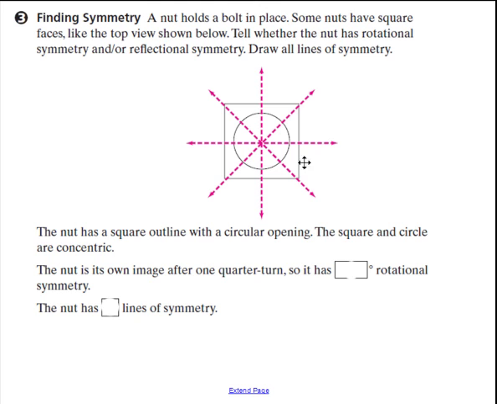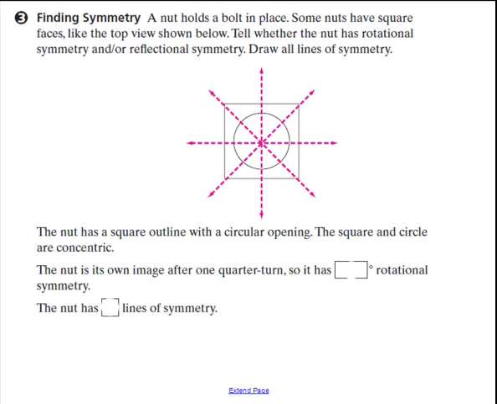we could draw a line here and it would have reflectional symmetry. We could draw a line down the middle, horizontally, and the other diagonal. So four of these lines, 1, 2, 3, 4. All four of these lines represent the reflectional symmetry.